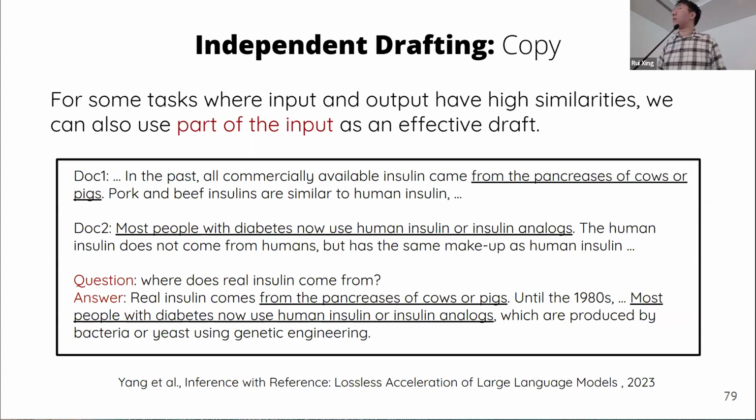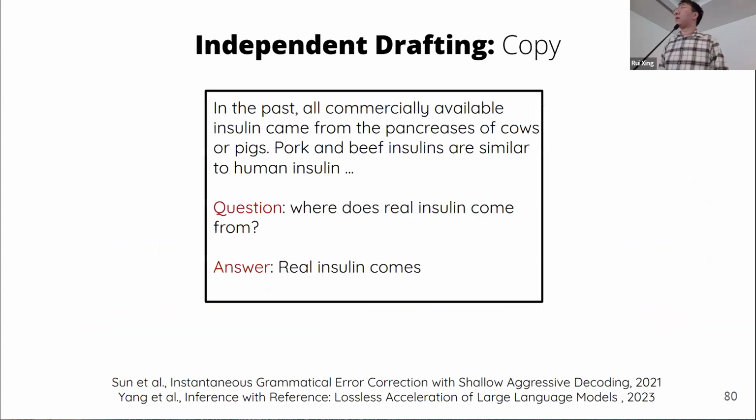This kind of piece is directly copied from the documents. So you can see the answer has a large overlap with your input for the model. So we can also use part of the input as an effective draft.